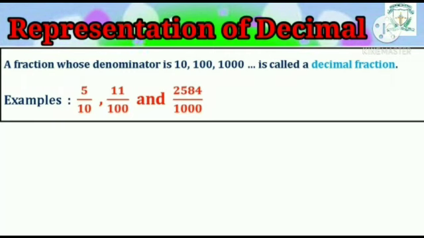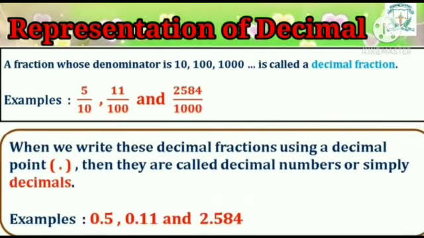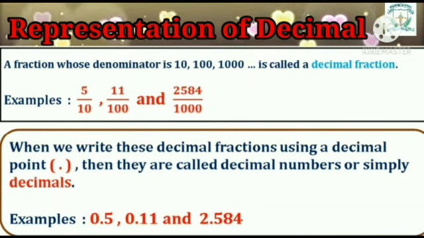Representation of decimal. When we write these decimal fractions using a decimal point, then they are called decimal numbers or simply decimals. Examples: 0.5, 0.11 and 2.584.